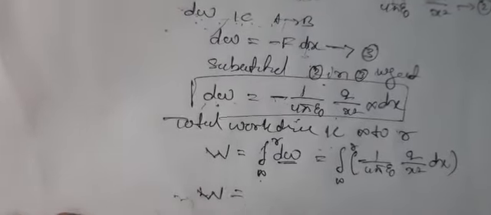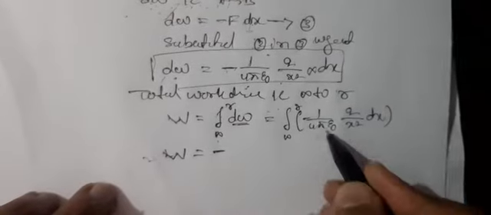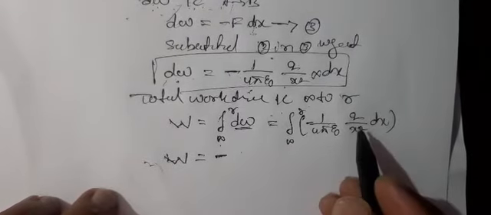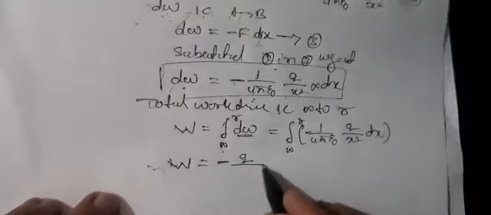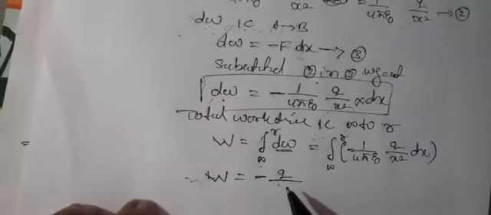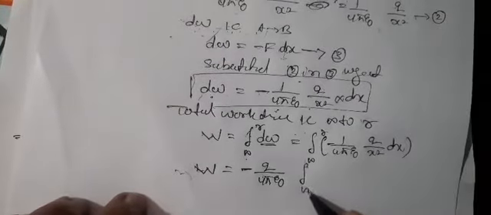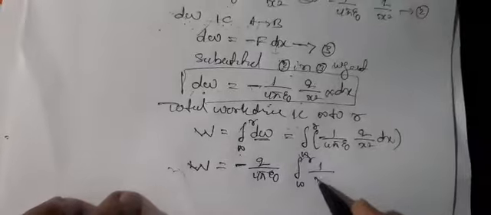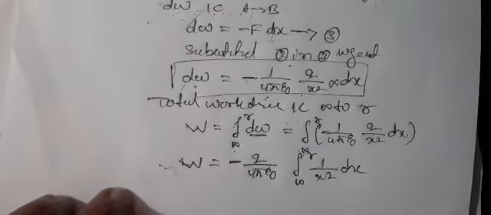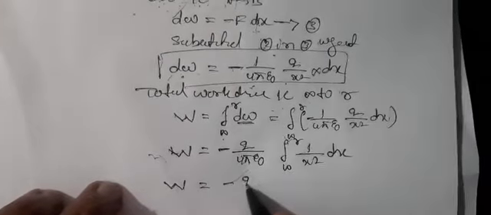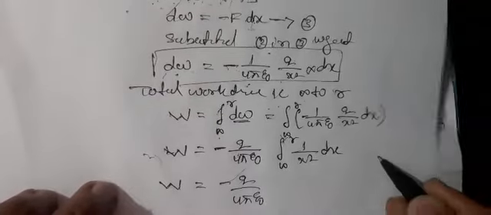Therefore, the total work done is equal to, taking the sign and constants outside, the constant 1 by 4 pi epsilon naught, since q is a scalar quantity. That is the integration rule: the sign and constants are taken outside. Q by 4 pi epsilon naught times the integral from infinity to r of 1 by x square dx. Therefore, the total work done is equal to minus q by 4 pi epsilon naught, that is the standard formula.